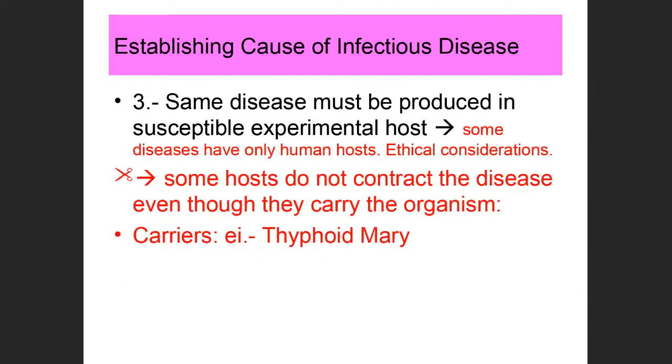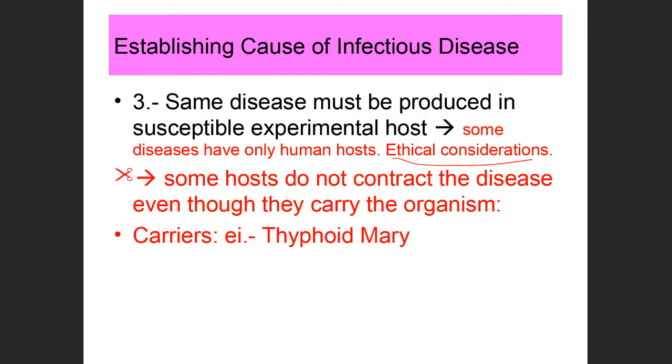And then the last postulate, the same disease must be produced in susceptible experimental hosts. Well, sometimes there are ethical considerations. So organisms that can only be grown in humans, and you're not going to infect a human on purpose. So that will not be possible. That last step will not be possible to show.